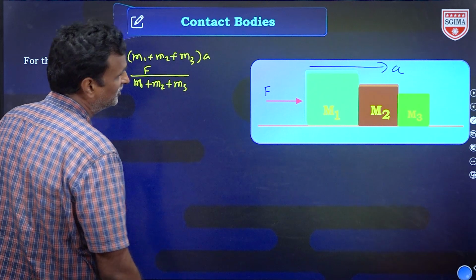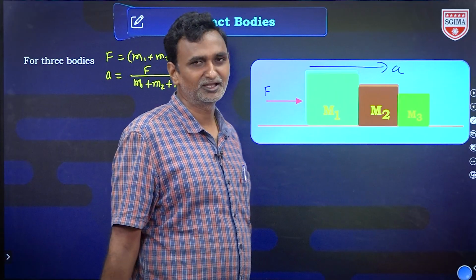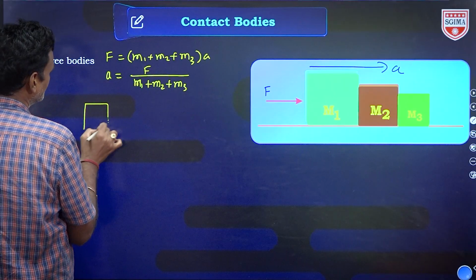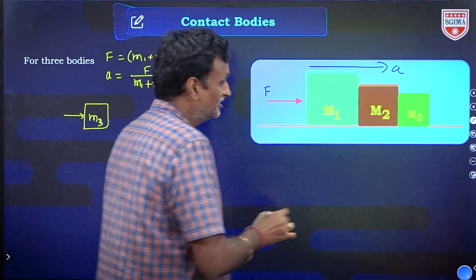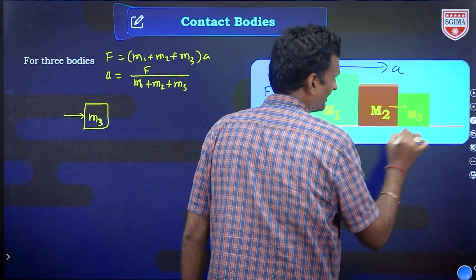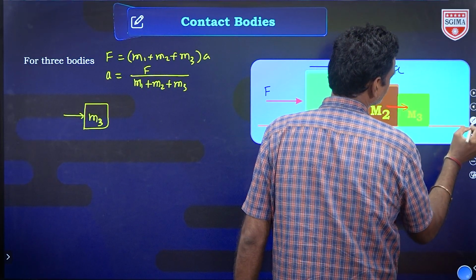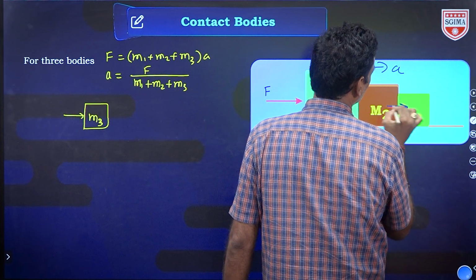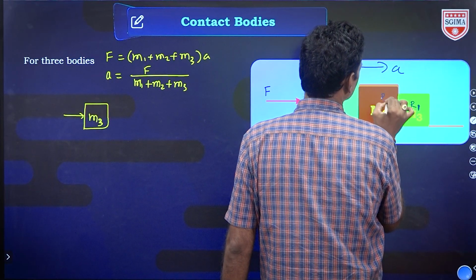Okay? So now first of all we will take m1, m2, otherwise m2, m3 also we can take. Let us take from the ending. So this is m3. Only the reaction force exerted by m2, see, m2 exerts a reaction force on m3. This reaction force I am taking as R1.